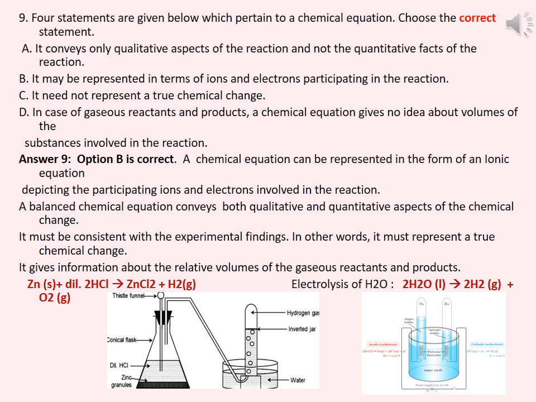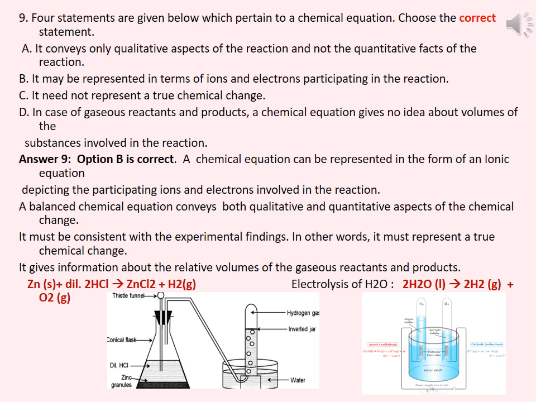Here I have shown two chemical reactions which are taking place. The first one is zinc reacting with dilute HCl to form hydrogen gas, and the zinc chloride compound is remaining in the solution. You can actually measure the volume of hydrogen gas which is liberated when a definite amount of zinc metal is reacted with dilute HCl.